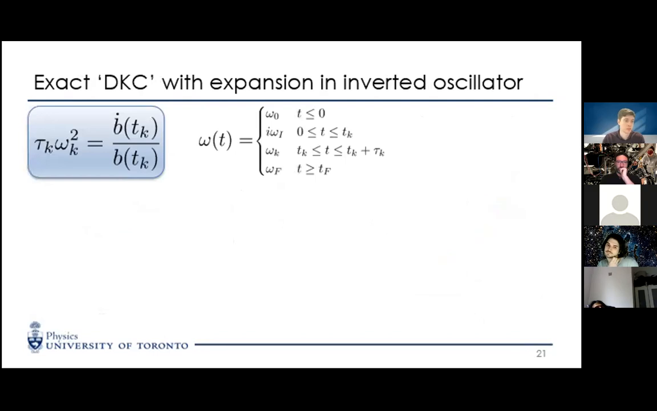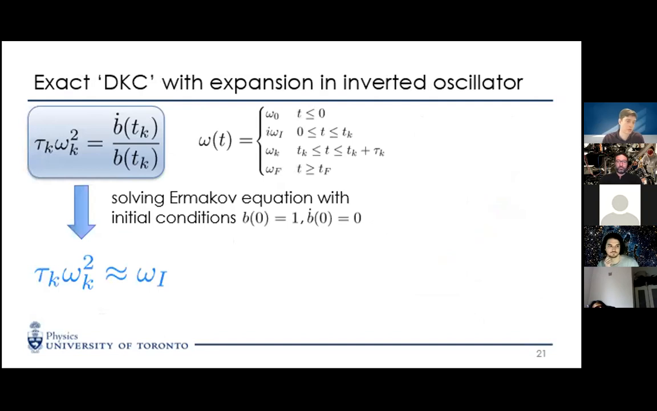But let's use our exact expression and understand how this behaves. Well, we need, again, to solve the Ermakov equation with these initial conditions. And what we see is our kick strength is approximately equal to the trap frequency of the inverted oscillator. And that's because, as I was alluding to a moment ago, the scaling factor goes approximately exponentially with time. So this b dot brings down a factor of omega_I, and the rest cancels.